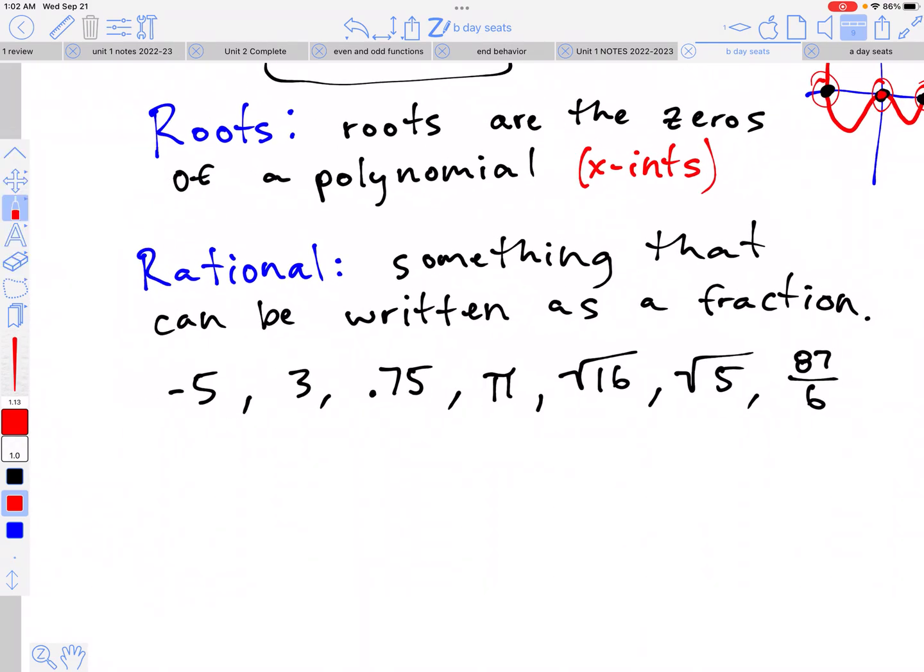Rational, so we're going to find rational roots. So I want to go over rational a little bit. Rational is something that can be written as a fraction. So we're going to go through this list.